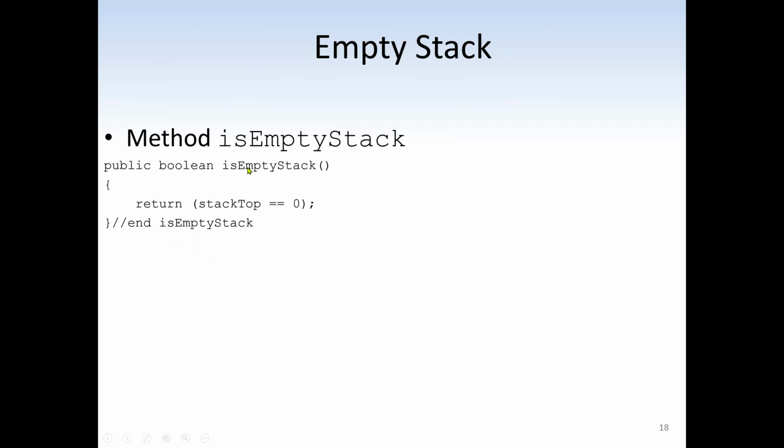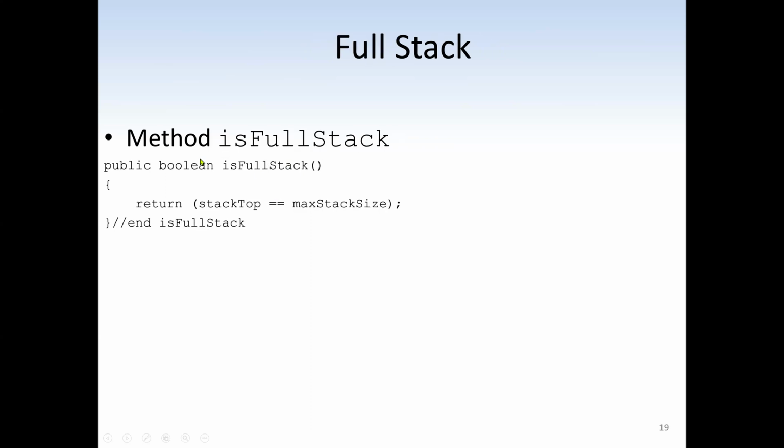Next method is to check if the stack is empty. If a stack is empty, the stack top should be 0. So here we say, if stack top equals 0, then we return true. The return type of the method is boolean. If the condition is false, the method returns false. Same thing applies to is full stack. If we reach the max stack size, which is 100, then that means there's no space. So if the stack top equals max stack size, we return true and there's no space. If it's false, it means there's space.